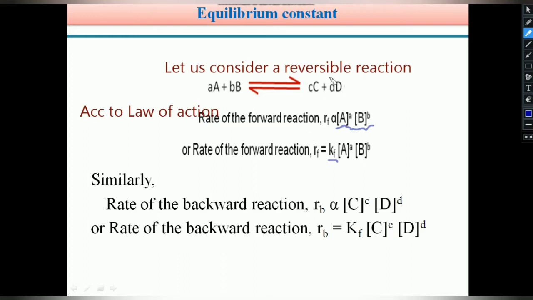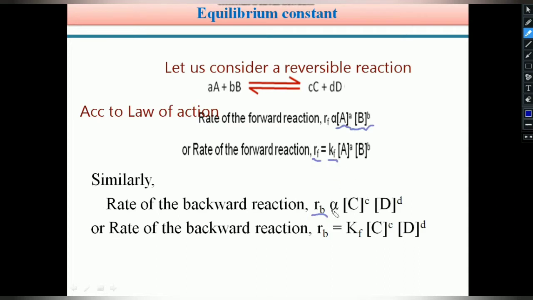Similarly, it is a reversible reaction. Therefore, again products react together and form the starting reactants or substrates. In this case, let the rate of the backward reaction be rb. Students, in case of the forward reaction, it's shown with rf, where f represents the forward reaction. In case of the backward reaction, we denote it with rb, where the small b indicates the backward reaction. Therefore, in case of the backward reaction, rb is proportional to the concentration of products C and D, that is, the concentration of C to the power of c into the concentration of D to the power of d.